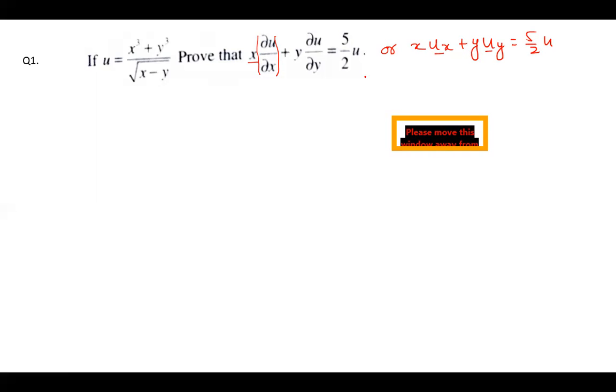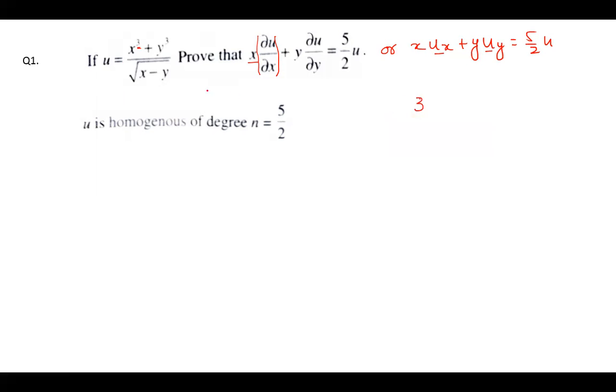Let's see how. We need to first look at u and find the degree of this term. What is the degree of the numerator? The degree of the numerator is 3. For the denominator, we have a root, and inside the root the power of x and y is 1. But since outside we have a root, the degree of the denominator is half. To get the degree of u, we subtract the degree of the denominator from the degree of the numerator. So 3 minus half gives us 5/2. That's how we get the degree of the given function.